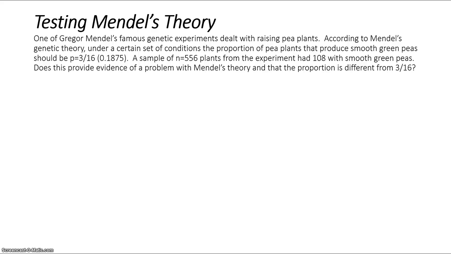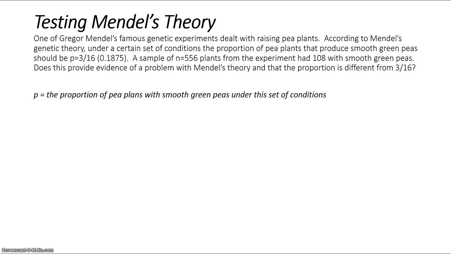First of all, we're going to test at a 5% significance level. Now we want to choose our p, which is the proportion of pea plants with smooth green peas when grown under this set of conditions. That's going to be our parameter of interest here. We're going to test hypotheses about this proportion p.